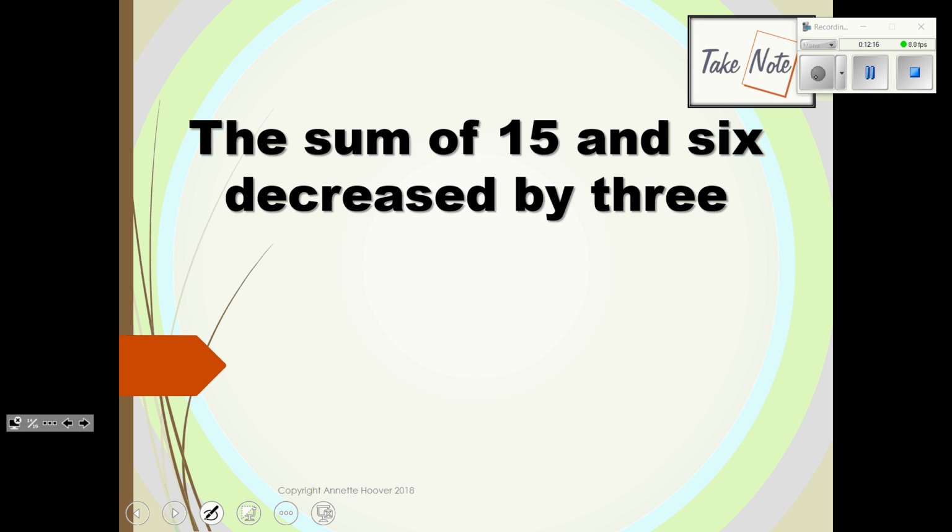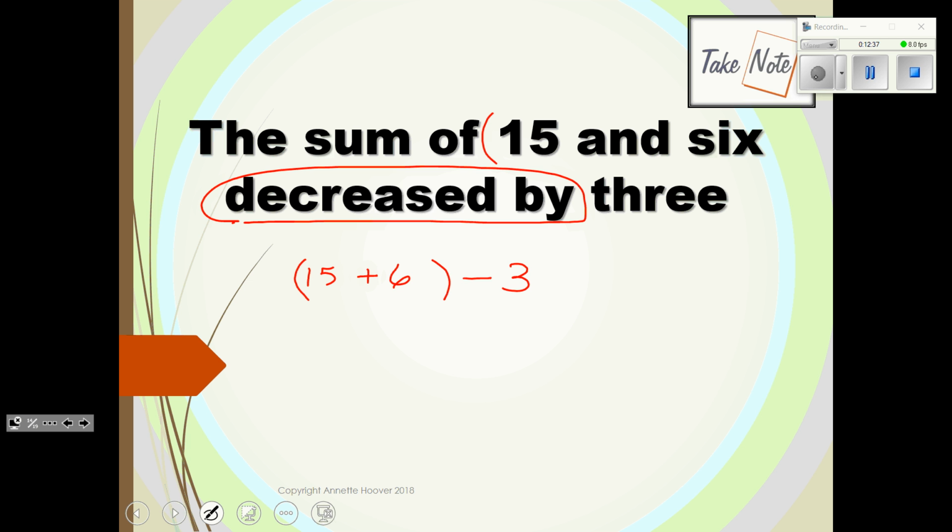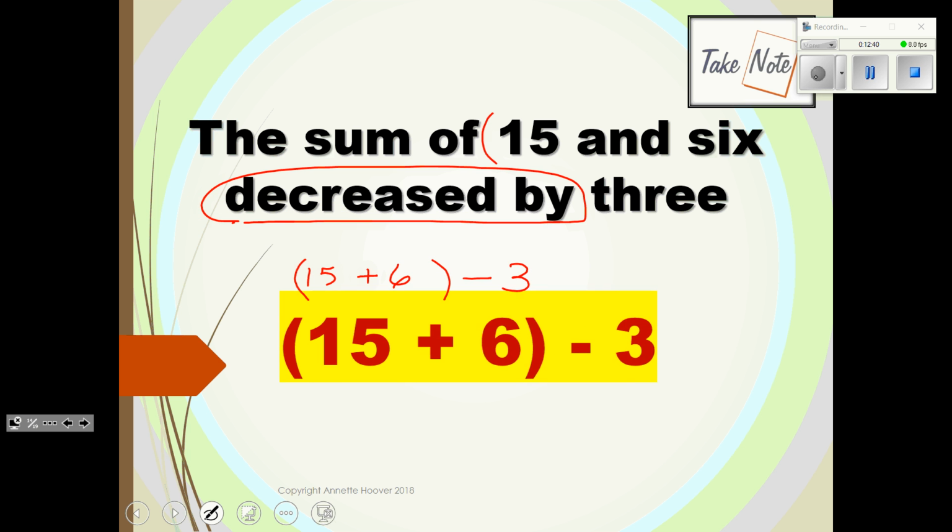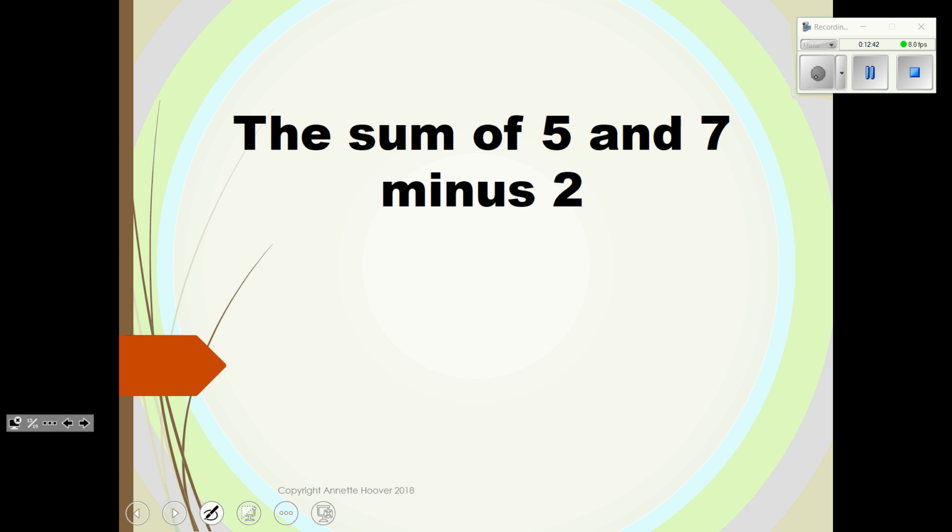All right, the sum of. Here again is the phrase "the sum of." So we know that this is going to be in parentheses. 15 and 6. So the sum of, as soon as I read that phrase, I write my parentheses and put my plus sign. The sum of 15 and 6 decreased by, decreased, if you look back at your list, means to subtract, decreased by 3. The next one we have the sum of, again, the sum of, we write parentheses, put our plus sign, the sum of 5 and 7 minus 2. Pretty straightforward on that one.